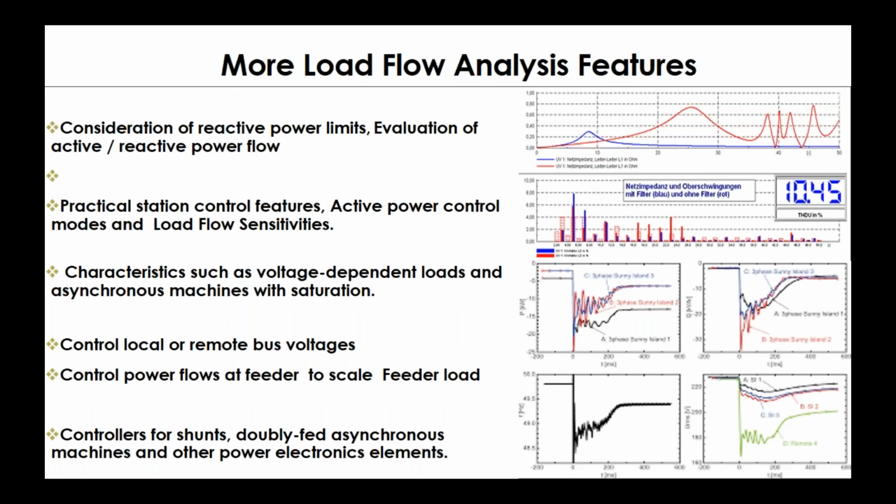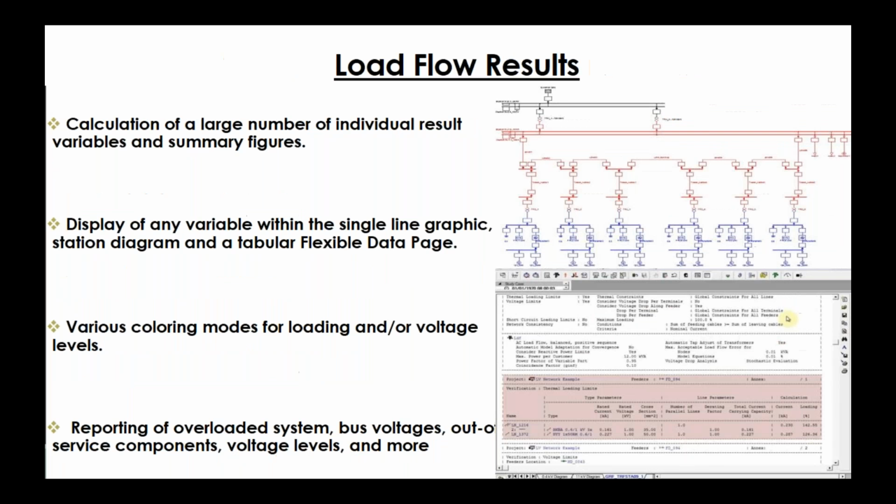Now, the more load flow features: consideration of active power limits, detailed models for generators, MVAR capability curves, various active power control modes such as dispatched according to secondary or primary control or inertial response, support for device characteristics such as voltage dependent loads and asynchronous machines with saturation and slip dependency, device controllers for shunts, doubly fed asynchronous machines, and other power electronic equipment such as self-commutated converters, thyristor and diode converters, and FACTS devices.